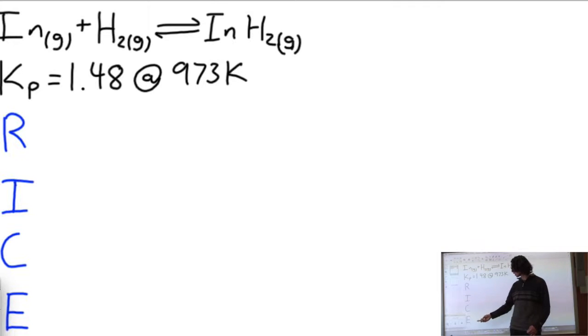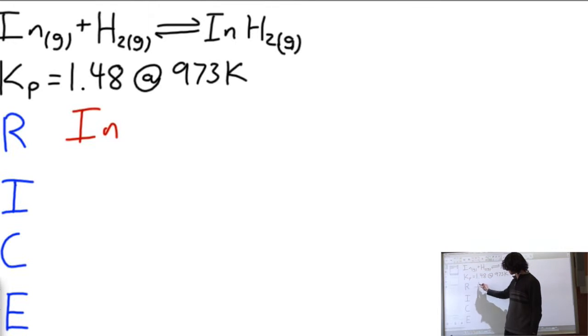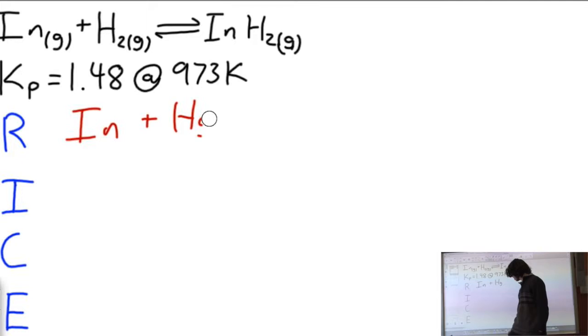We can do this with a technique called a rice chart or an ICE chart. This stands for reaction, initial, change, and equilibrium. So we'll write in the reaction first. Indium plus hydrogen. Oops, sorry. That is mercury. Hydrogen goes to indium hydride.